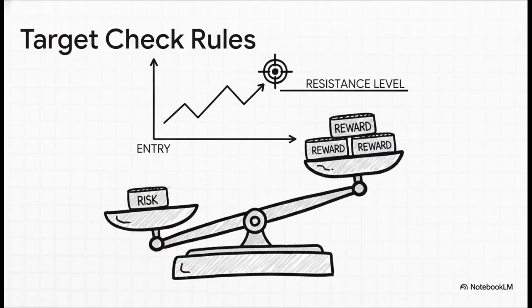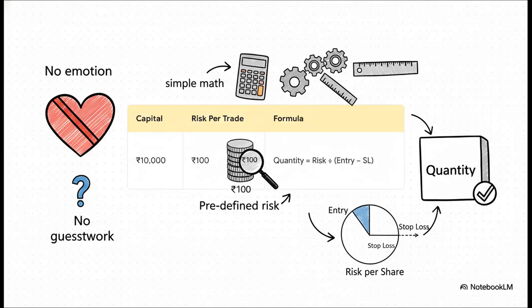First, the target. Is there a clear, visible resistance level that makes sense as an exit point? And here's the big one. Does that target give us a potential reward that's at least 2 times bigger than the amount we're risking? If that risk-to-reward ratio isn't there, the trade just isn't worth taking. We reject.